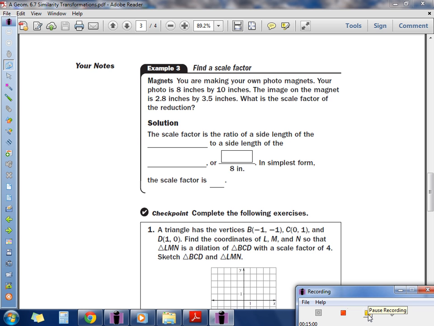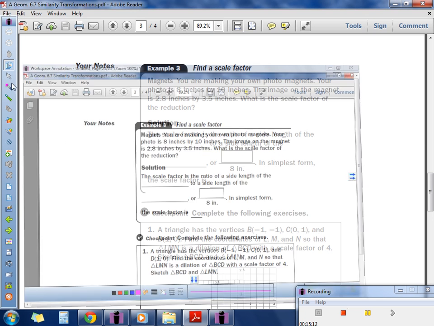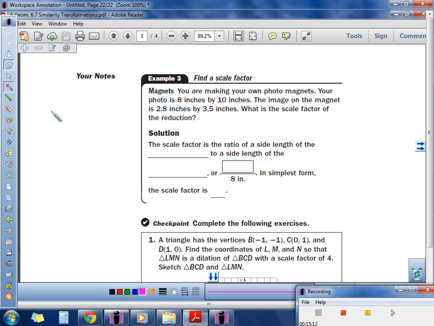Example 3 is a very common problem. It says we're going to be finding a scale factor in this one. You're making your own photo magnets. Your photo is 8 inches by 10 inches. So I'm going to draw that to give you a picture to think about. I think this always helps. If you haven't been practicing this, you need to practice drawing pictures so you can see it better. The image on the magnet, though, is 2.8 by 3.5.